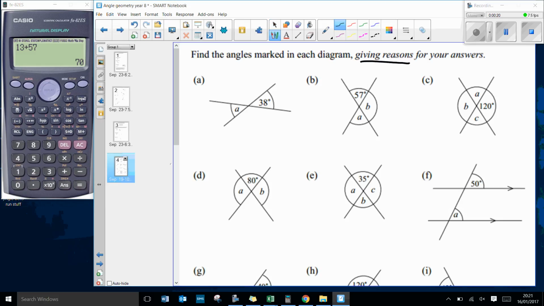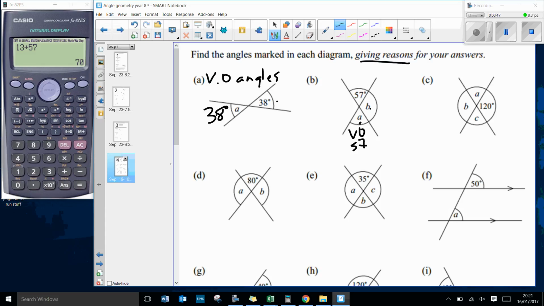And we can see these are vertically opposite angles, so that's our reason. Vertically opposite angles. I'm being very lazy here. There's not much space. So the vertically opposite angles, and this is 38 degrees. Again, if there's more than one angle that you need to find, normally we would do this in alphabetical order. So I'm going to find angle A first, and that's a vertically opposite angle, and that would be 57.